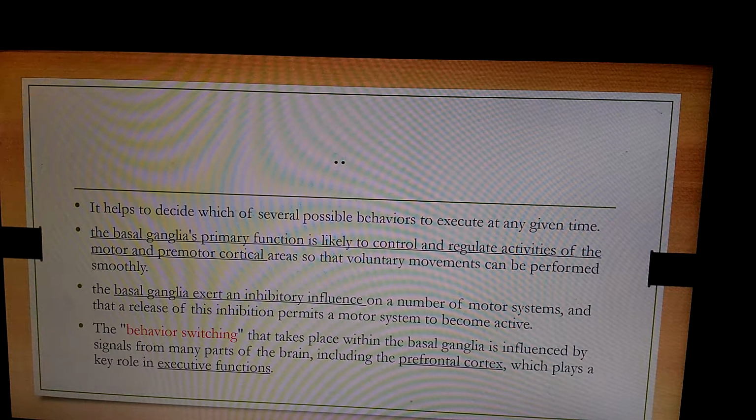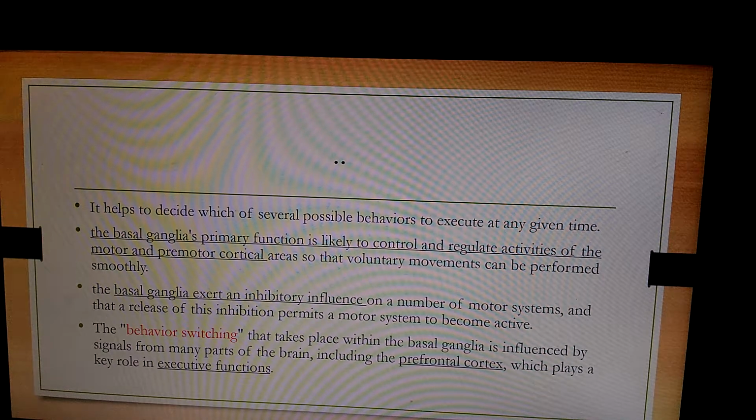The basal ganglia's primary function is likely to control and regulate activities of the motor and premotor cortical areas so that voluntary movements can be performed smoothly. The basal ganglia exert an inhibitory influence on a number of motor systems, and a release of this inhibition permits a motor system to become active.